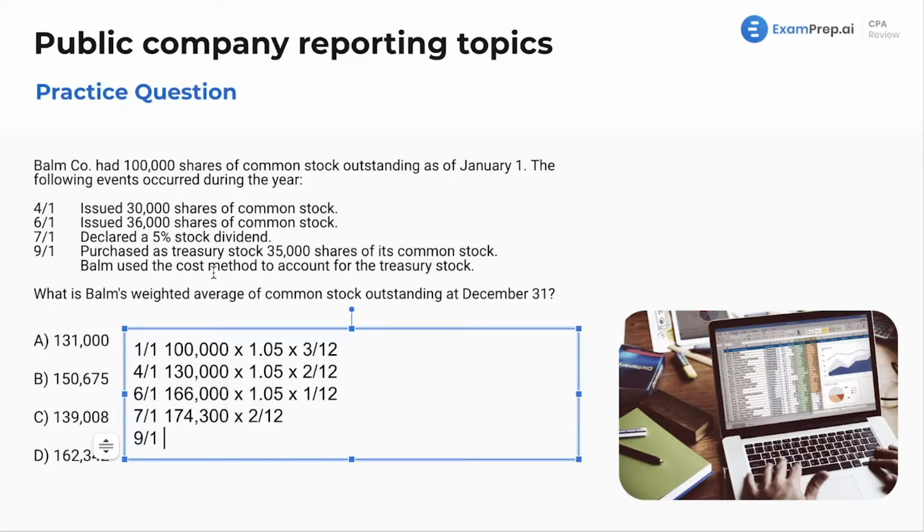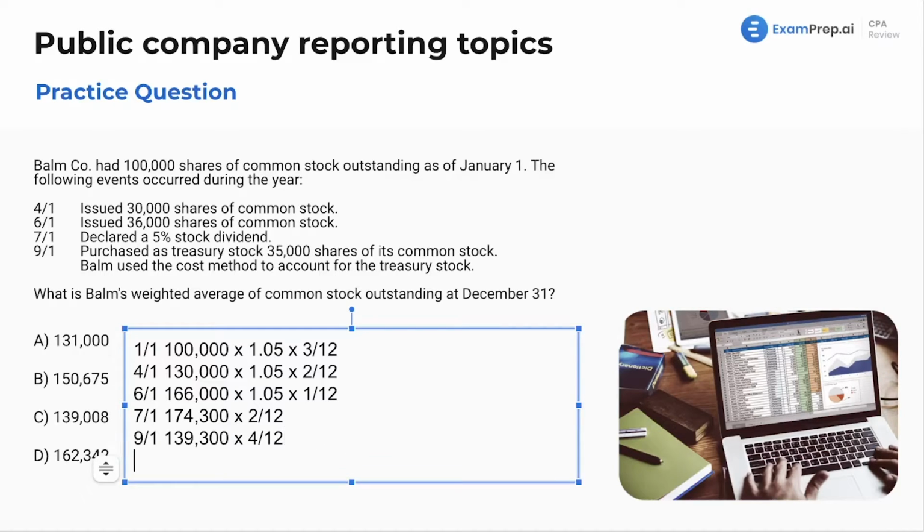So 174,300 minus our 35,000 repurchased gives us our new balance of 139,300. And how many months did we have those shares for? September, October, November, December. That sounds like 4 months to me, although correct me if I'm wrong. No, that's 4 months. All right. Now, simply put, we just add up all these together after we multiply them, and they're going to equal 12 out of 12. That's going to be our total balance. I'll give you a second.